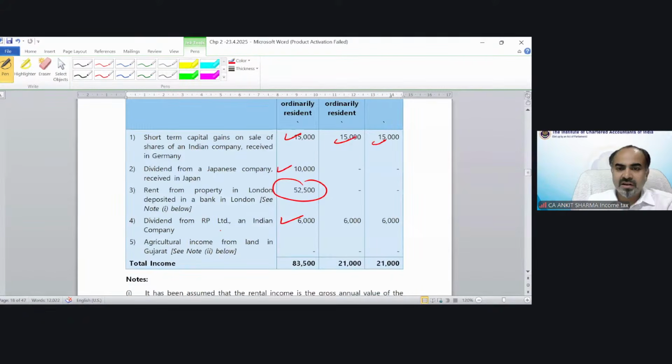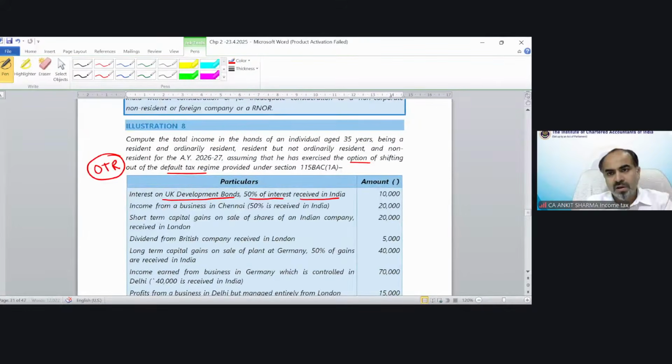Three categories and received in India. So now we have three categories, of course: ROR, RNOR, and NR. So I just want to solve it over here. ROR, we will write it down over here, RNOR and NR. So interest on UK development bonds, 50% received in India.